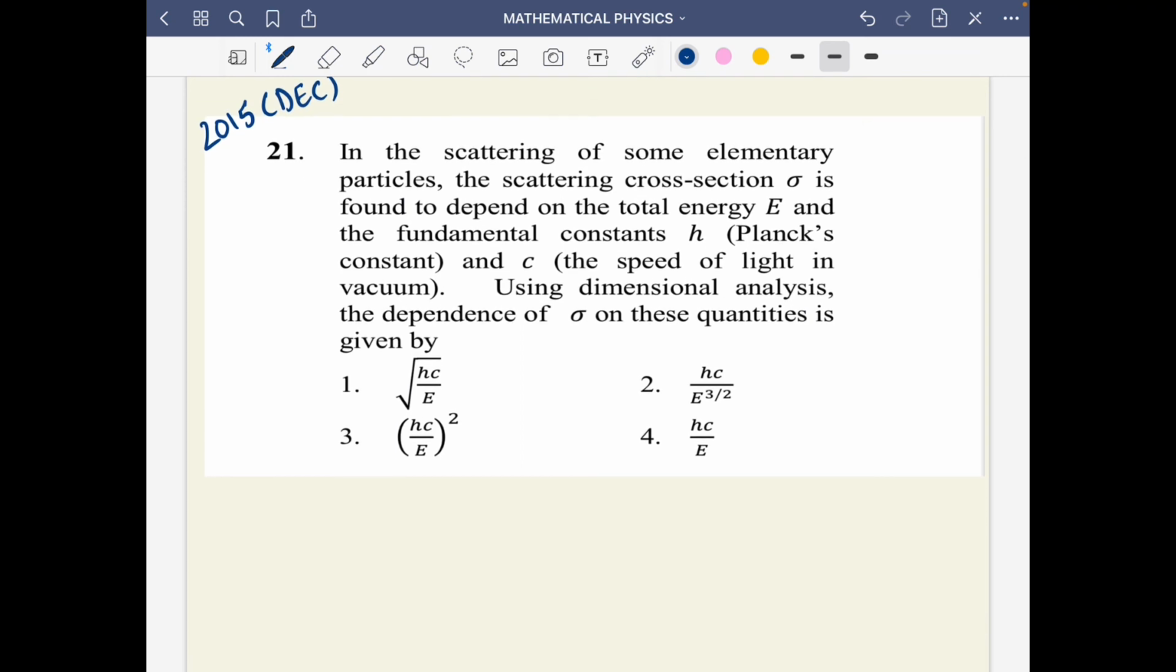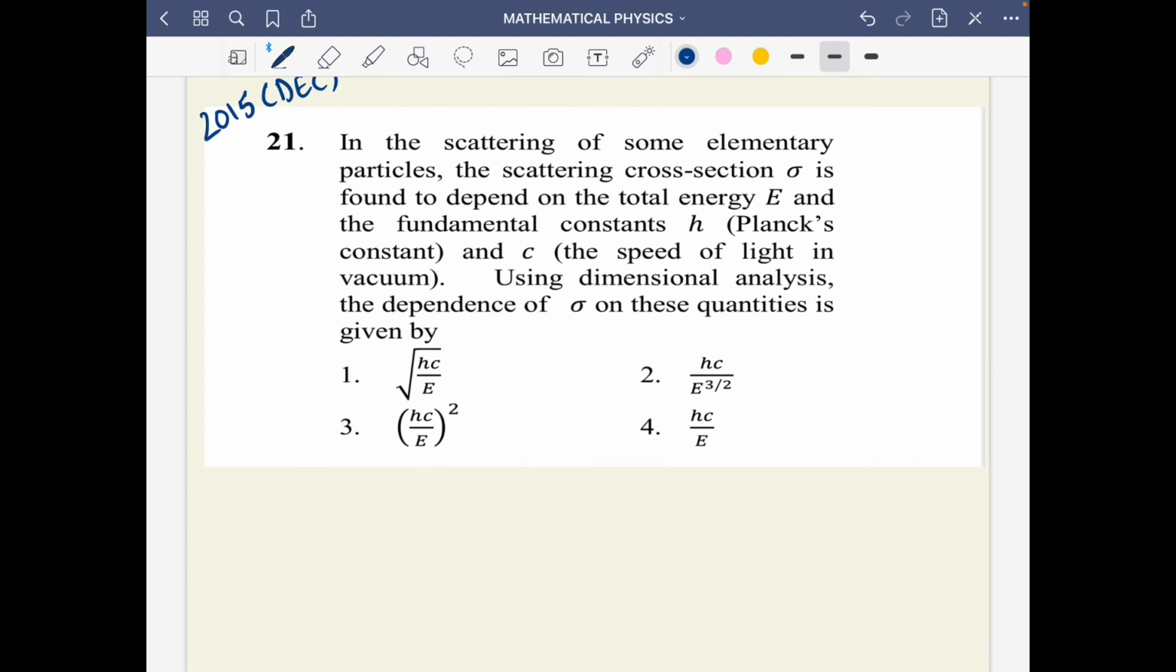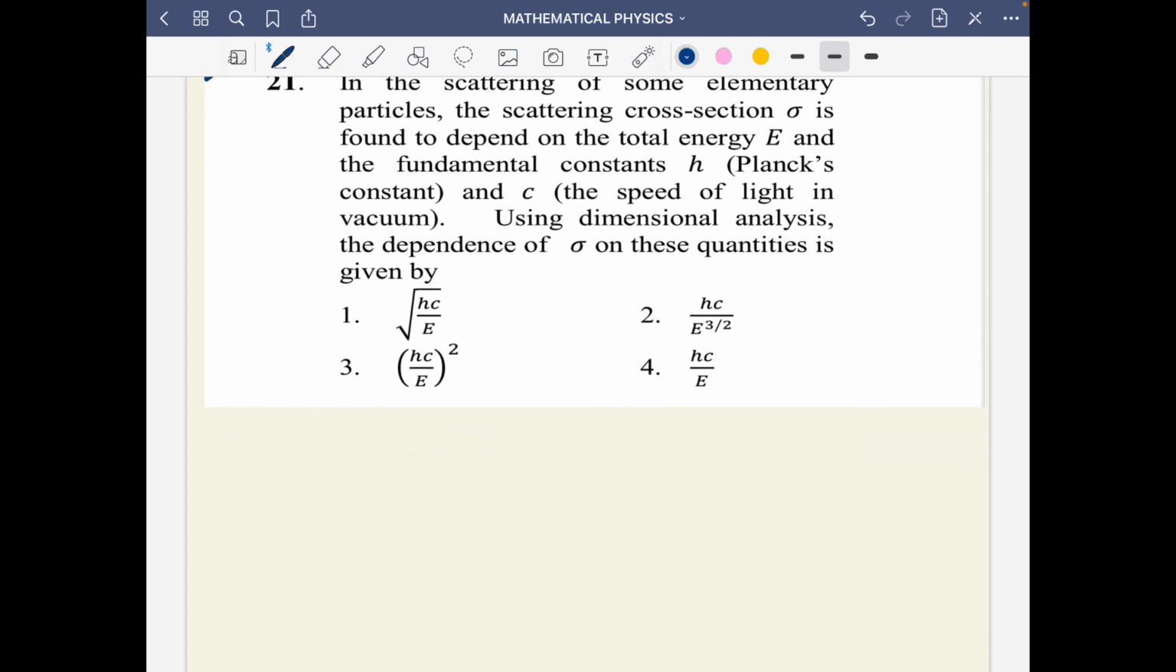In the scattering of some elementary particles, the scattering cross-section sigma is found to depend on the total energy E and the fundamental constants H, Planck's constant, and C, the speed of light in vacuum. Using dimensional analysis, the dependence of sigma on these quantities is given by. Now it is just an obvious question, right? Most easy one.